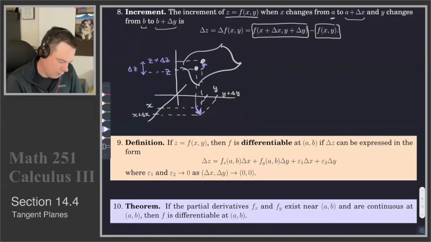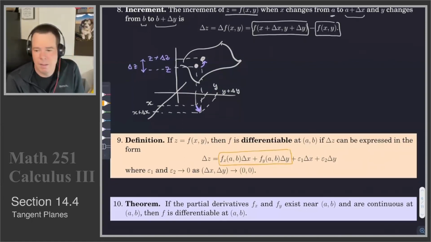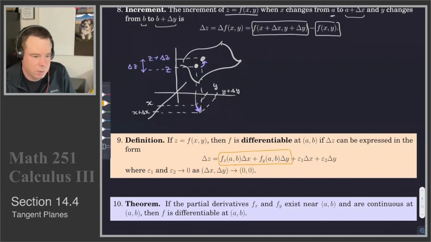And we'll probably get to that at the beginning of next class. But for right now, we'll just wrap it up with this definition of differentiability. So the definition of differentiability is that a function is differentiable at a point if this increment can be expressed in the form of basically the rate of change in the x direction times how much you've changed your x input by, plus the rate of change in the y direction times how much you've changed your y value by, plus some small changes. What this really means is that a function is differentiable if you can approximate it by a plane.